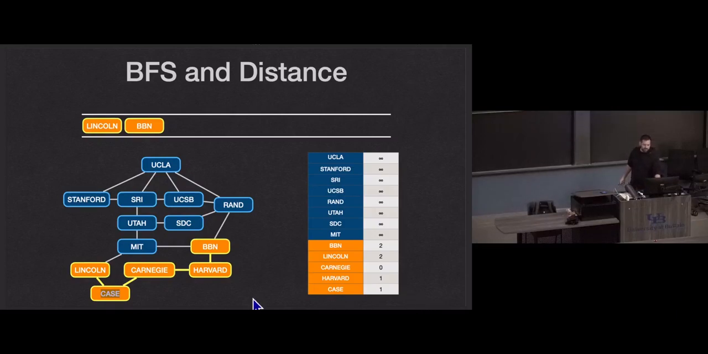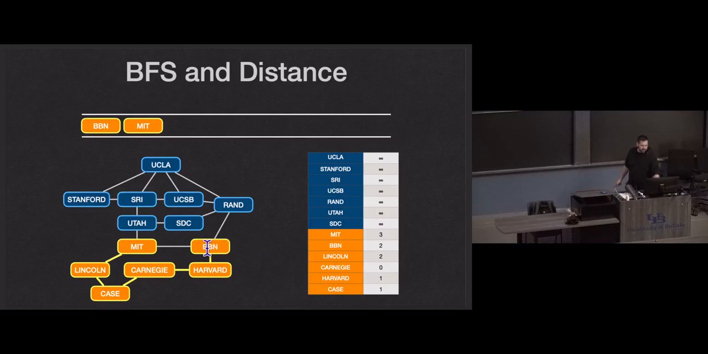We will get a slightly different path. So Lincoln's going to check Case, already explored, check MIT, not explored, mark it as explored, add it to the queue, set its distance equal to Lincoln's distance plus 1. So if we're checking the path, we do get a different path. We get this path instead of this path. So if that happens to make a difference for whatever application you're using, then you want to be more careful about how ties are broken. For our purposes, that's not going to make a difference.